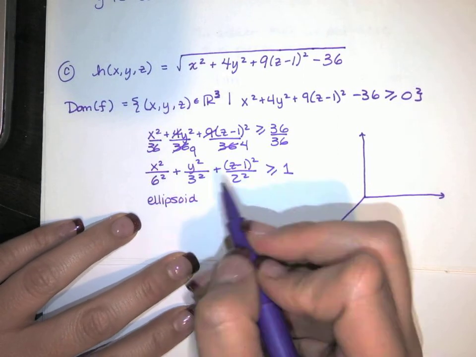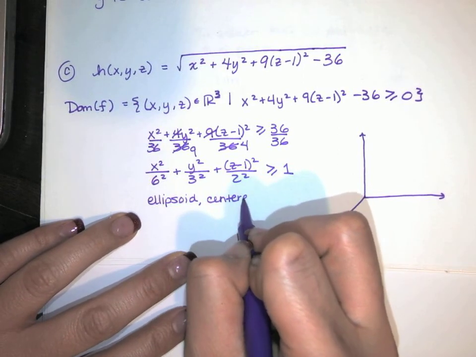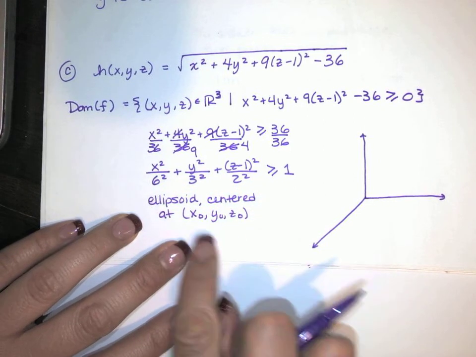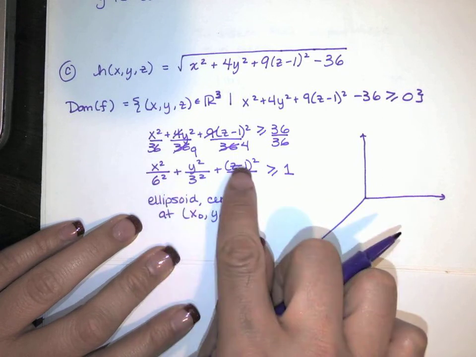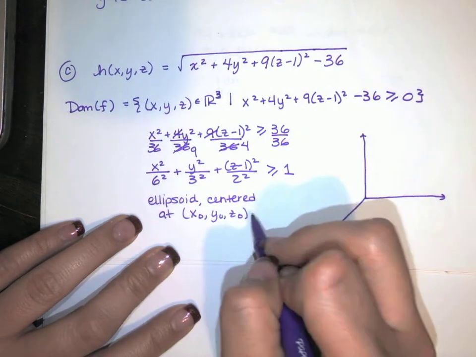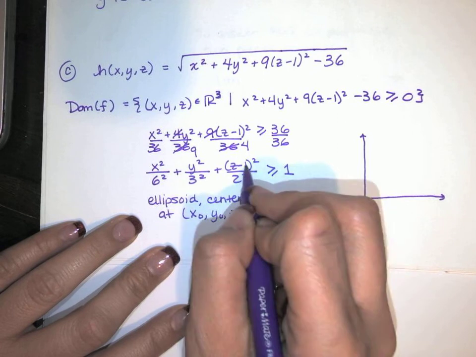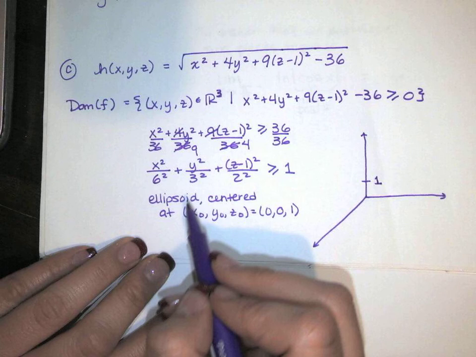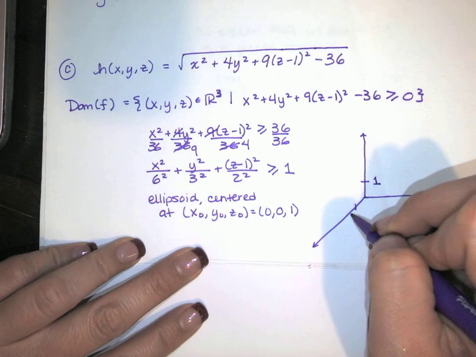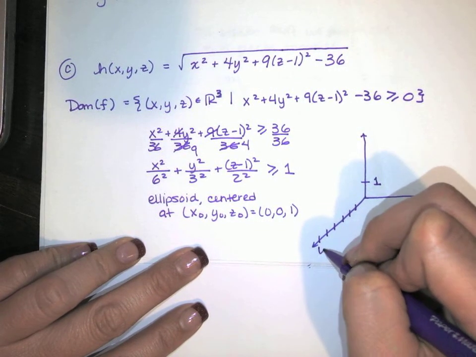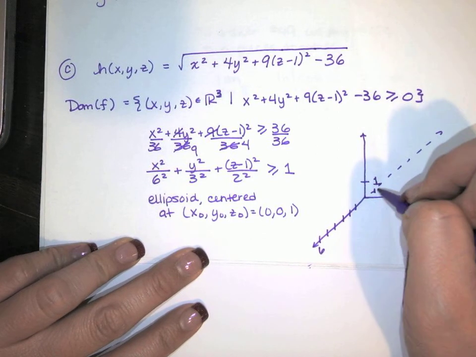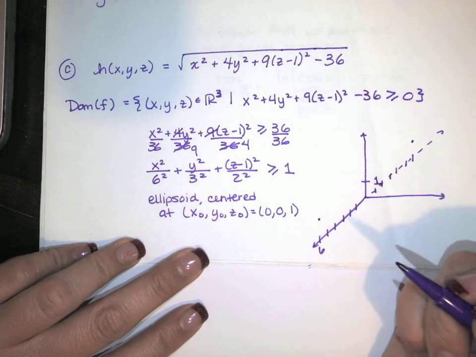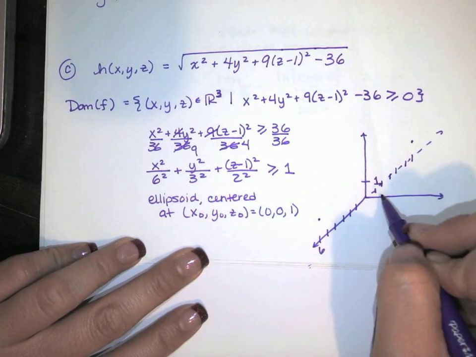And we get an ellipsoid centered at x naught, y naught, z naught. And those come from what you're subtracting from the x, the y, and the z. Whatever sign you see there, take the opposite sign. So it's going to be centered at 0, 0. That's a -1, so we're going to see +1. And we go plus and minus 6 units in the x direction from that point. So this is not to scale. And then we're going to go plus and minus 3 units in the y direction from that point.